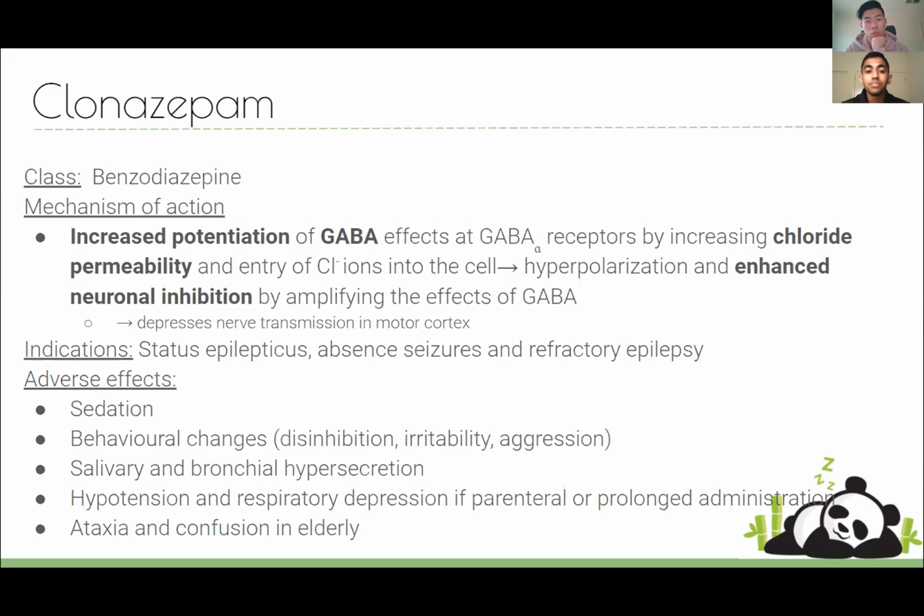And that's going to mean if you have increased chloride permeability into the cells, it means there's increased negative charge, which means it's more hyperpolarized in comparison to the extracellular environment. So it's more inhibited and it's less likely for a neurotransmission to go across that synapse. Some of the things that you need to know about adverse effects, probably sedation is the biggest one. We'll talk a little bit more about benzodiazepines as they're used in other conditions as well.